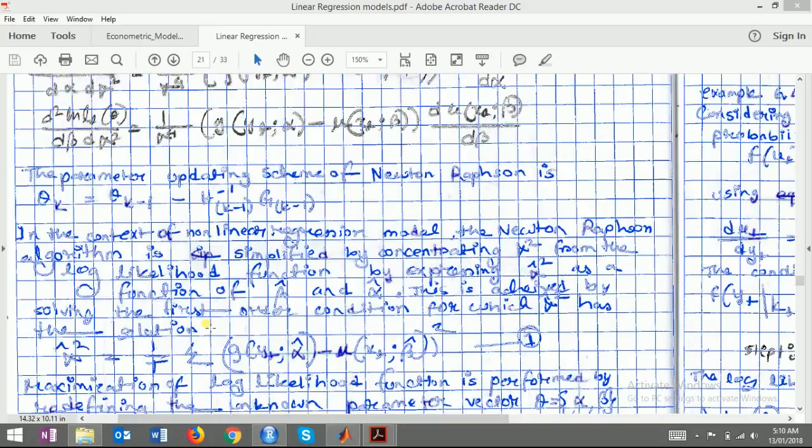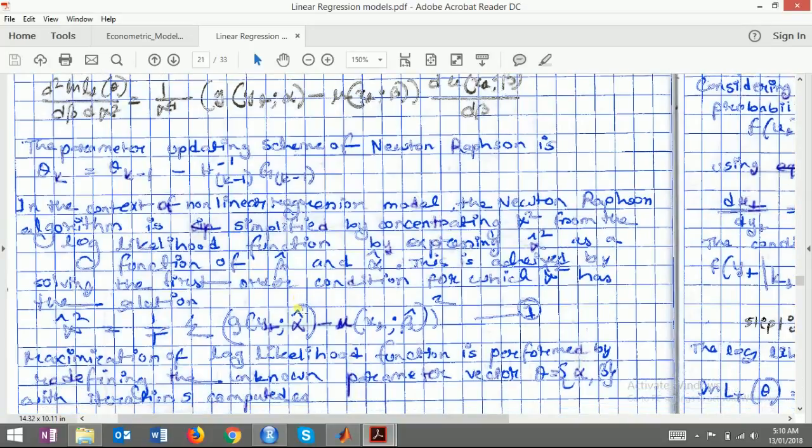This is achieved by solving the first order condition for which sigma hat square has the solution. So solving the first order condition, we get alpha hat and beta hat. Estimating those parameters, we have sigma hat square, which is the mean summation of simply the difference between the dependent and independent nonlinear function whole square. That's all, very simple.